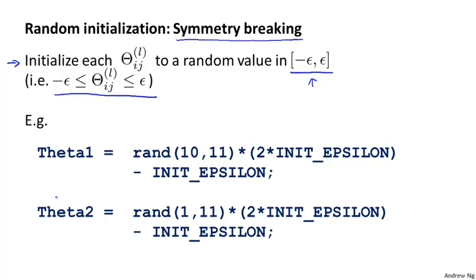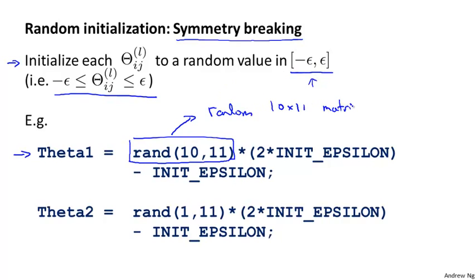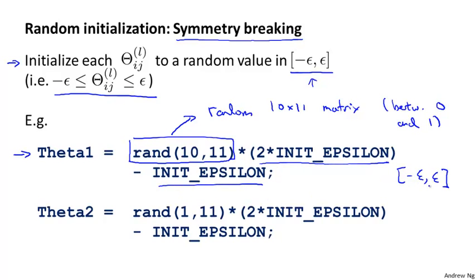The way I write code to do this in Octave is I might set Theta1 to be equal to this. So this rand(10,11) is how you compute a random 10 by 11 dimensional matrix, and all the values are between 0 and 1. So these are going to be real numbers that take on any continuous values between 0 and 1. And so if you take a number between 0 and 1, multiply it by 2 times init epsilon, then minus init epsilon, you end up with a number that's between minus epsilon and plus epsilon.